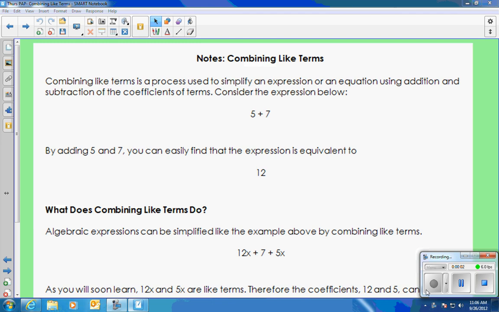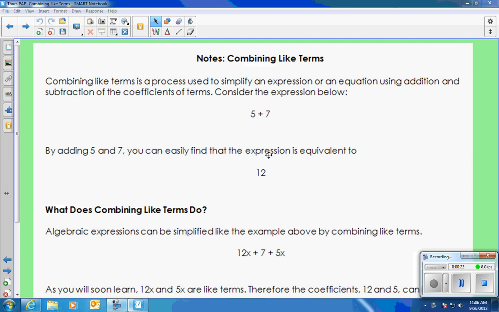This lesson is about combining like terms. Combining like terms is a process used to simplify an expression or an equation using addition and subtraction of what we call the coefficients of terms. So consider the expression below. These are just regular numbers, and we combine things like this all the time.